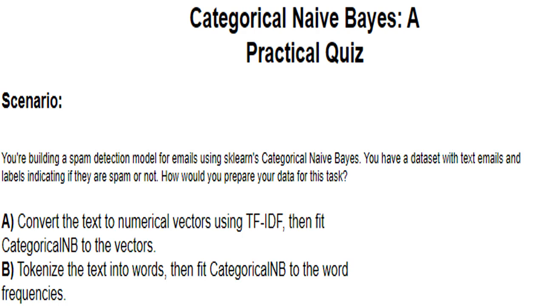Likelihood. The likelihood is the probability of observing some evidence given a particular hypothesis. In the context of naive Bayes, it's the probability of seeing a specific feature value given a class. Fraud detection. The likelihood of a transaction being fraudulent can be calculated based on patterns observed in past fraudulent transactions.